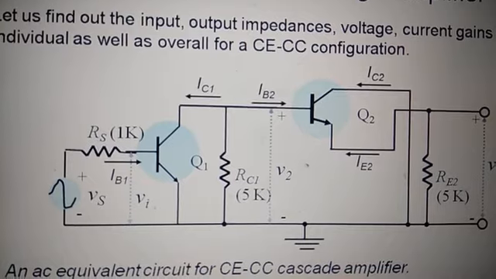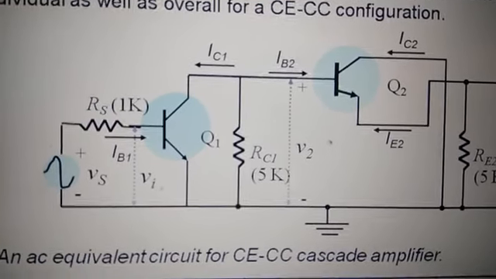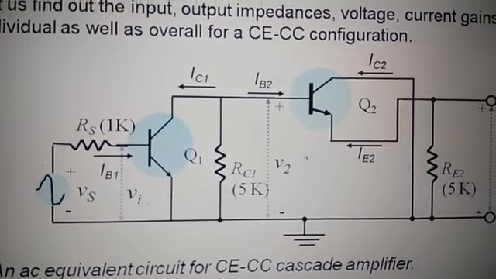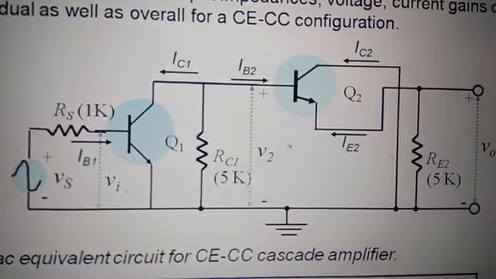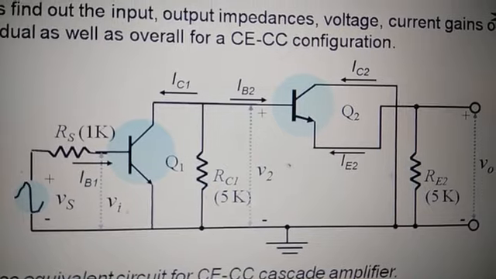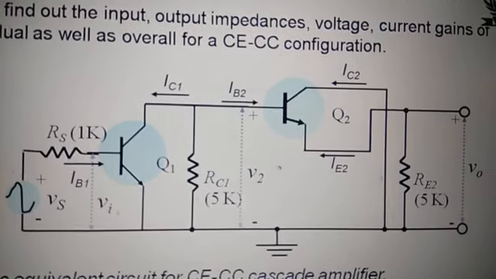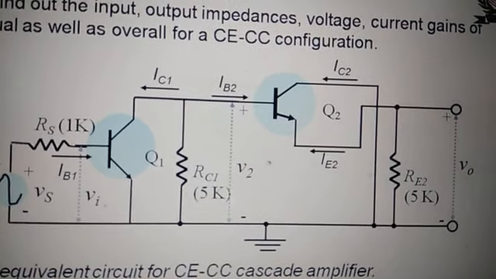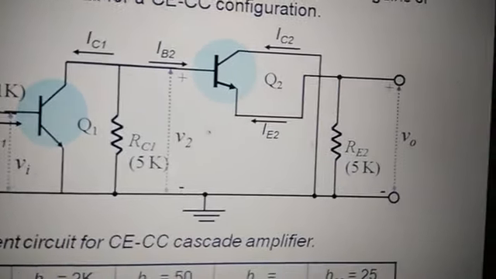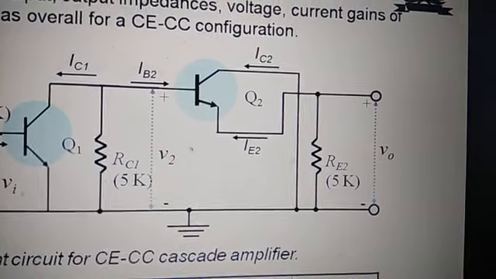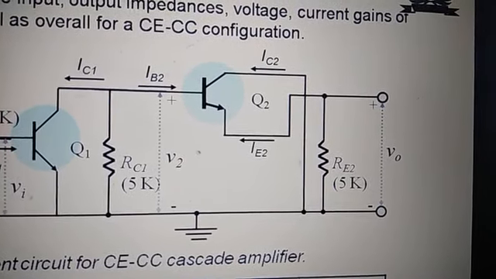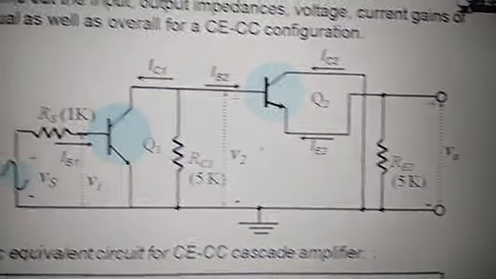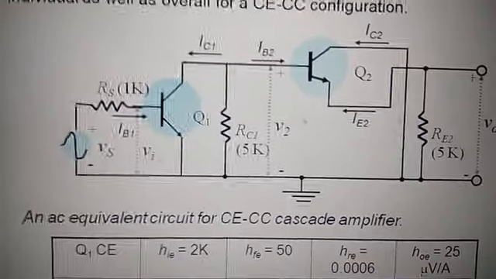IB1 is the input current of the first stage. Vi is the input voltage. IC1 is the output current of the first stage. IB2 is the input current of the second stage. IE2 is the output current of the second stage, and IC2 is the collector current of the second stage. RE2 is the load resistance connected at the output, that is the emitter of the second stage, and V0 is the final output, and common ground is also shown here.